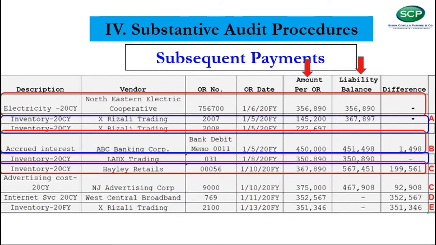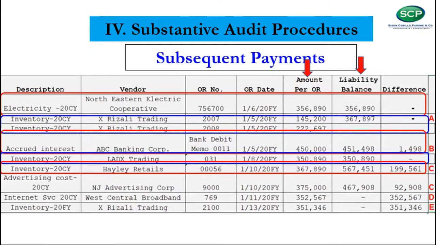Accordingly, in this case, we will need to examine the source documents such as suppliers' invoices, receiving documents, and/or billing statements supporting the amount of 199,561 pesos to enable us to conclude about the propriety of the total accounts payable balance due to Haley Retails of 561,451 pesos as of December 31, 20 CY. This is an example of what I mentioned earlier na bawal ang sampling within a sample.